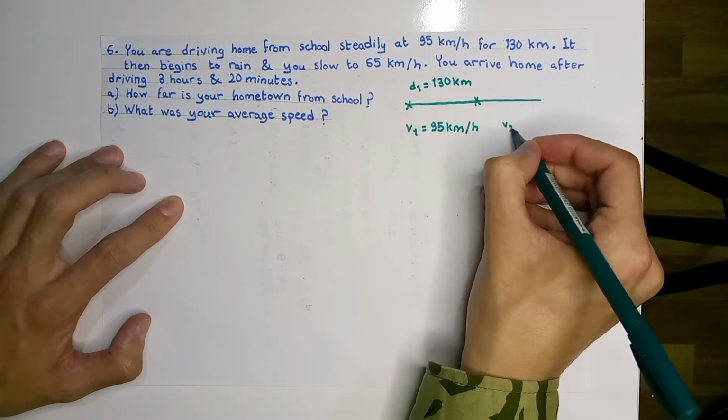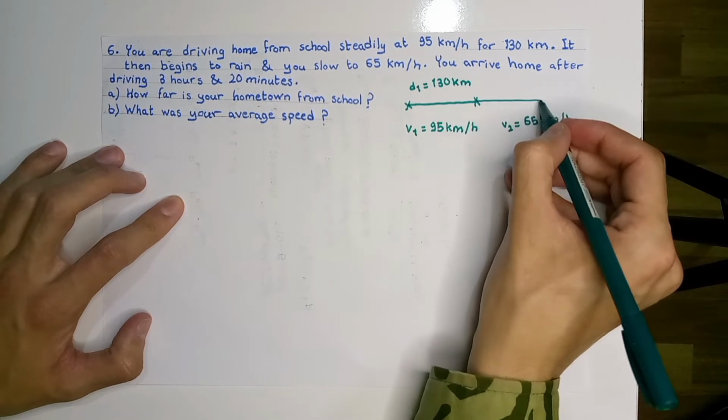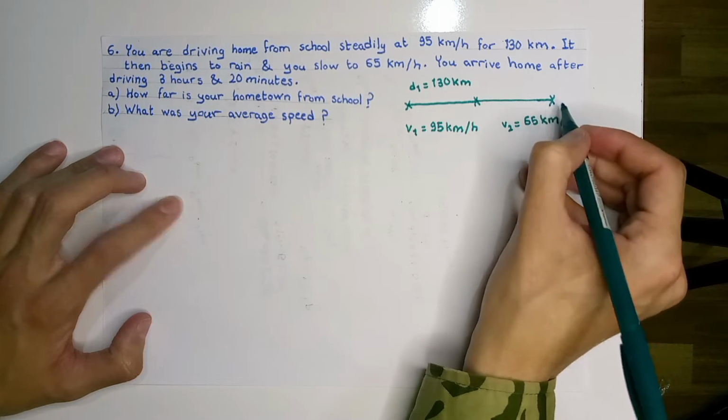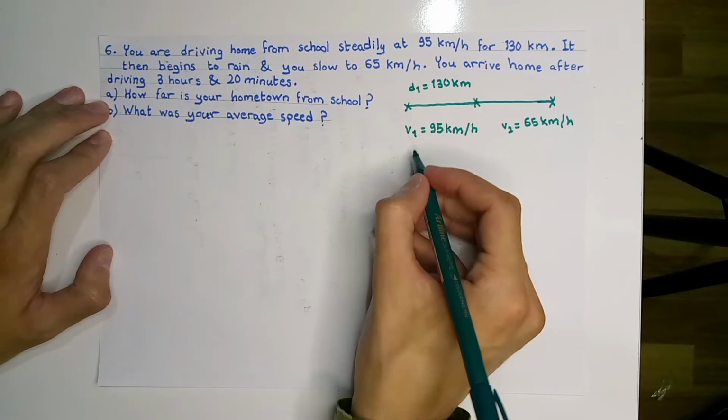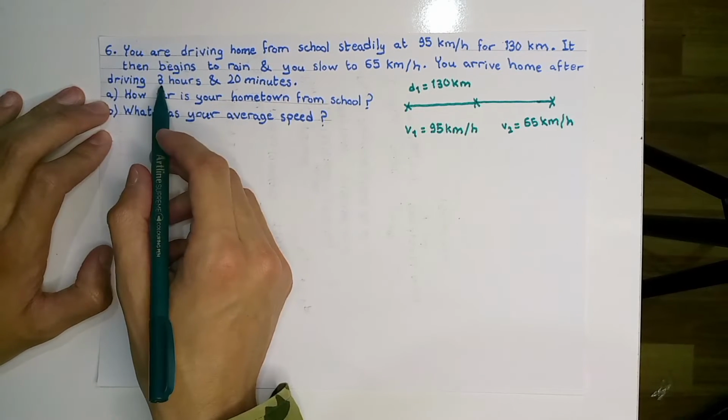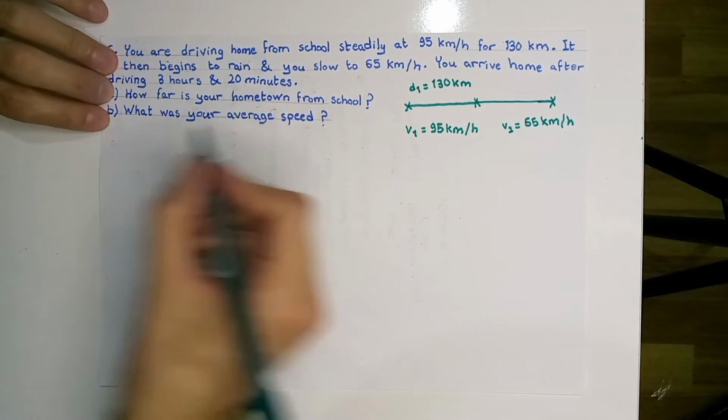And you drive with this speed until you reach home at the end. The total time needed for all this trip was 3 hours and 20 minutes.